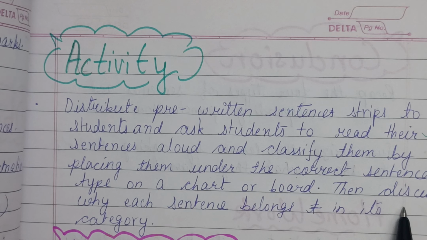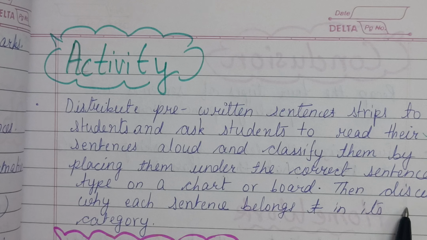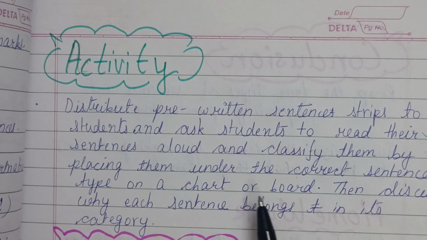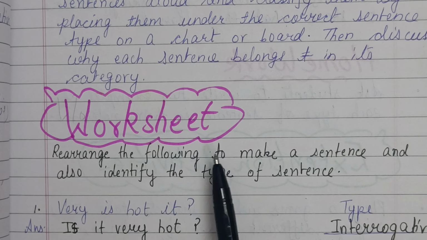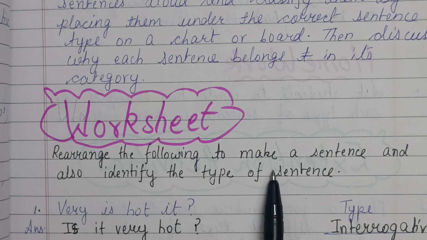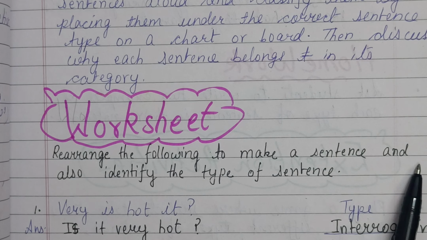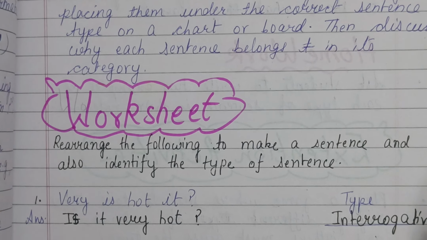So after giving the strips to the students on which the sentences were written, you will ask them first to read aloud and then you will ask them to place them under the correct sentence type. For this activity, you can use a chart or board. Next is worksheet. In the worksheet, students will rearrange the following sentences and then also identify the type of sentence.